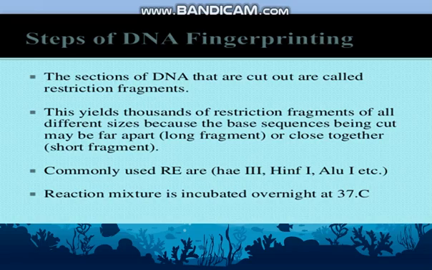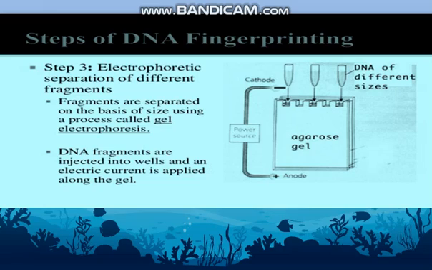So this is the second step. Now comes the third step. In the third step, electrophoretic separation of different fragments is done. So what is this? The fragments are separated on the basis of their size using a process called gel electrophoresis, and the DNA fragments are injected into wells and electric current is applied to the gel.